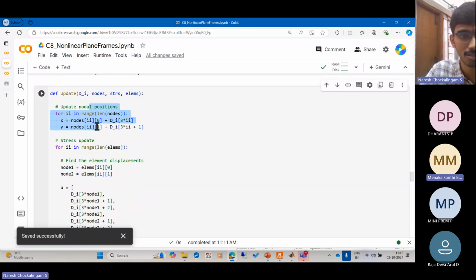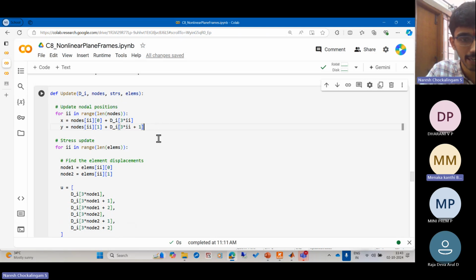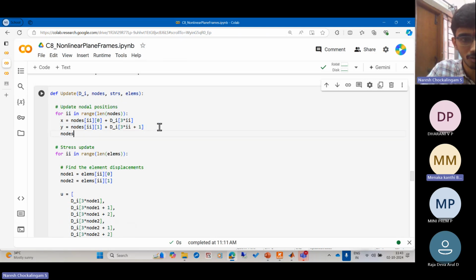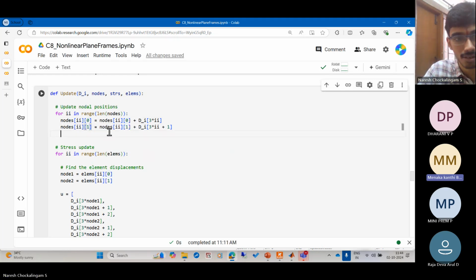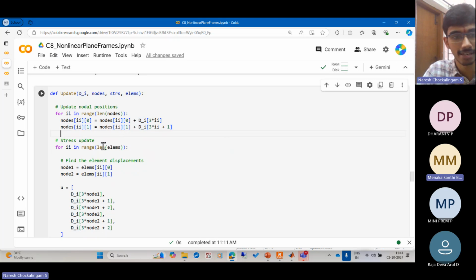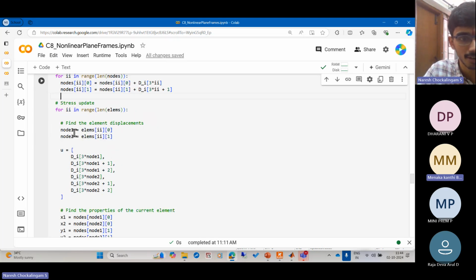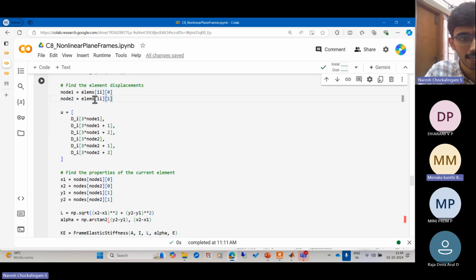So first update the nodal positions. That is straightforward. So take X and Y, update it. Next you have to update it in the nodes. Actually you can do it right away. The nodal position is changing by this di. Then the stress is getting updated. How? First find the global nodes corresponding to the local node numbers 1 and 2. Then in those global nodes, find the displacement. This will form the element displacement matrix in the global coordinate system.